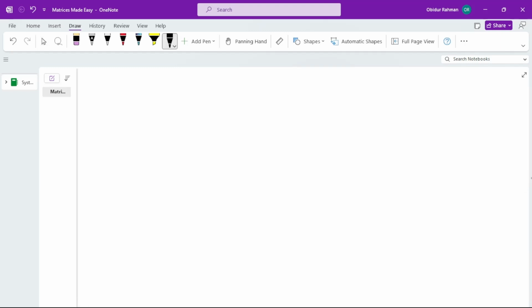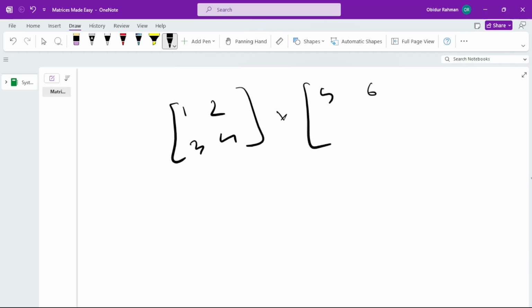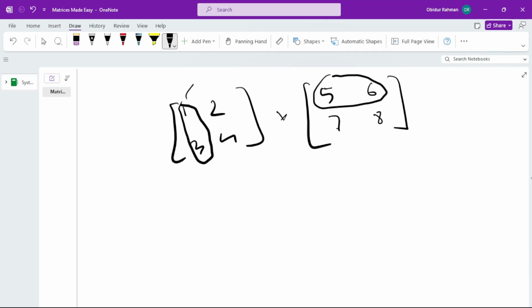Okay, so we're multiplying two matrices this time, like 5, 6, 7, 8. So what we're gonna do is we're gonna take the first column and we're gonna take the first row. We're gonna multiply the first elements of both and the second elements of both. Then we're gonna add them.